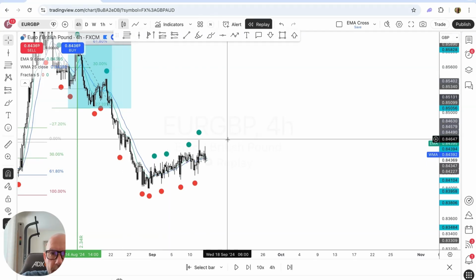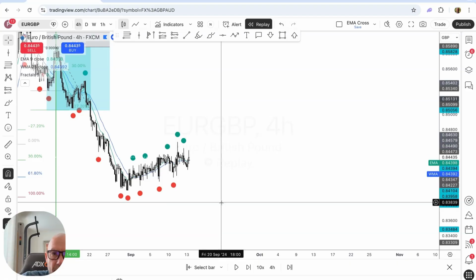I want to see a break. This is just kind of messy, just going sideways.